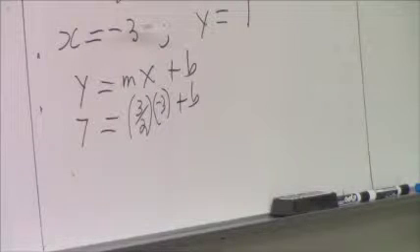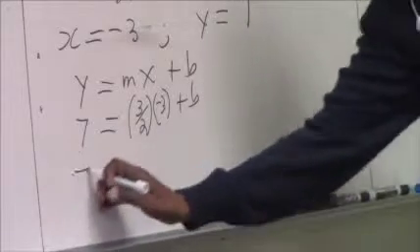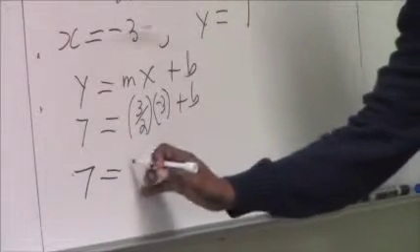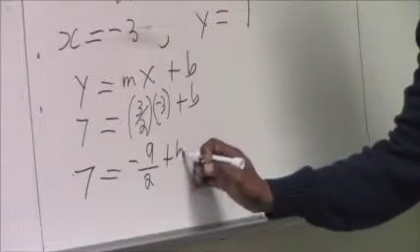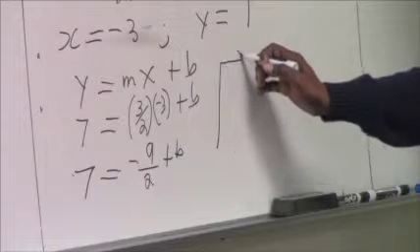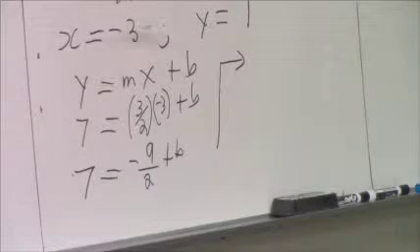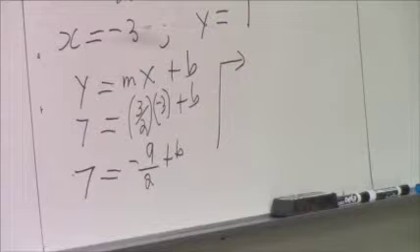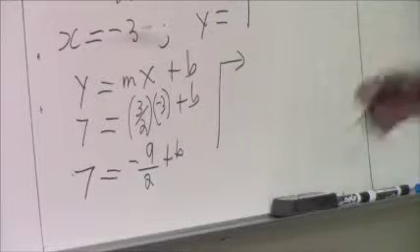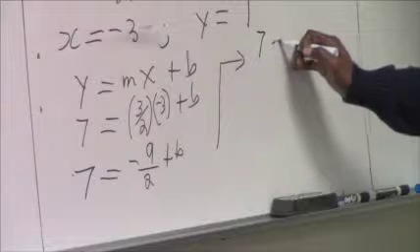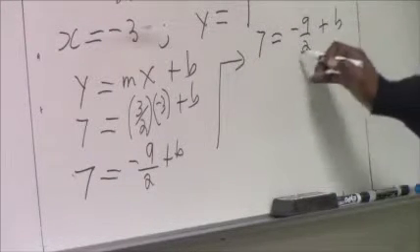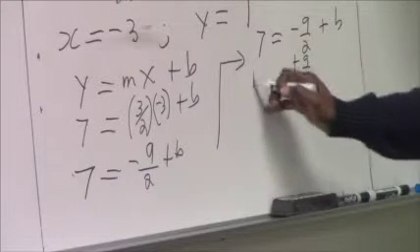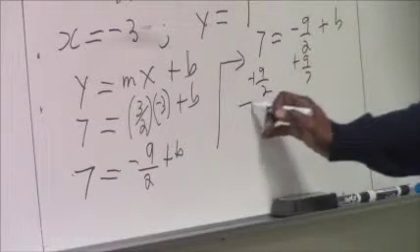So now I want to have b that is missing. So what then can I do? Well, I can have 7 equals 3 times negative 3. That will be negative 9 over 2 plus b. And I'm going to come right over here, trying to squeeze things up here. So now I have only b missing. So how do I do this? I can solve for b by adding 9 over 2 to both sides, plus 9 over 2, plus 9 over 2.